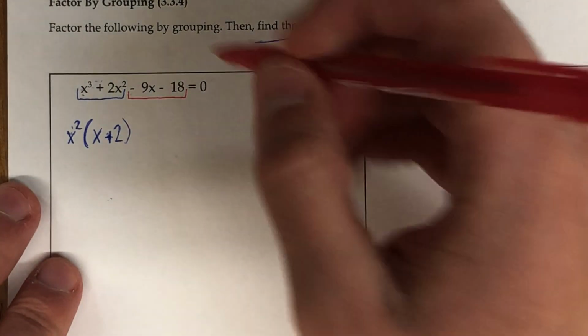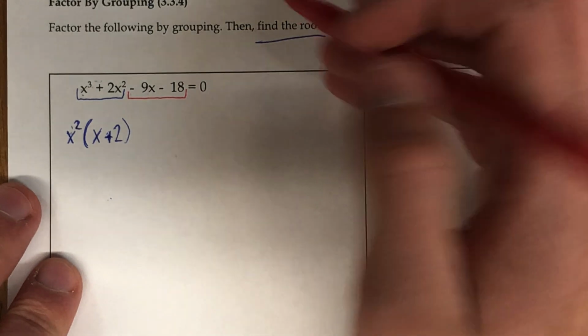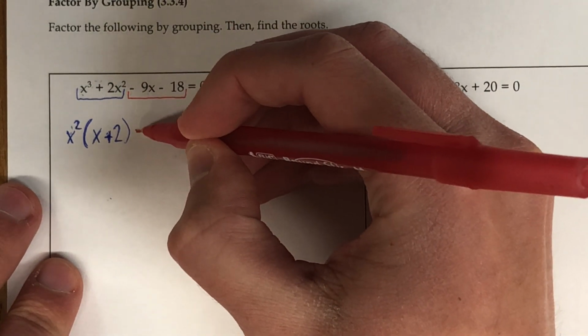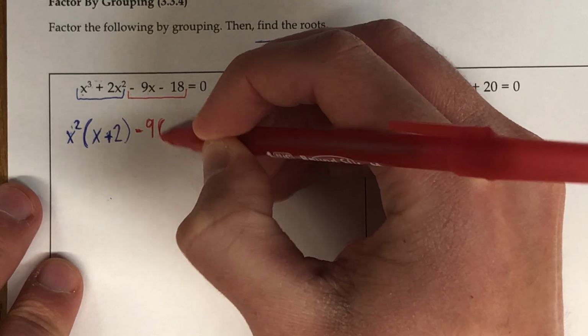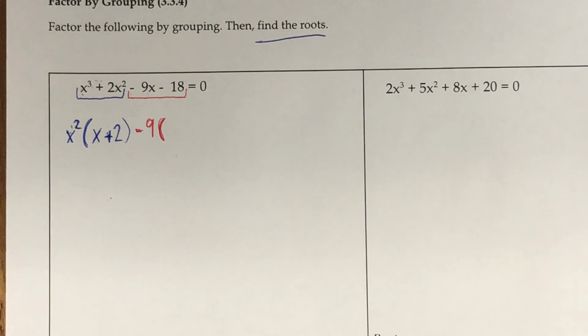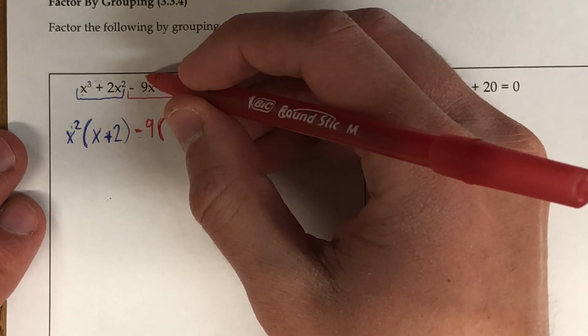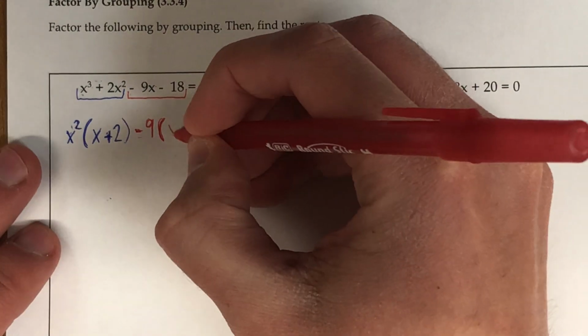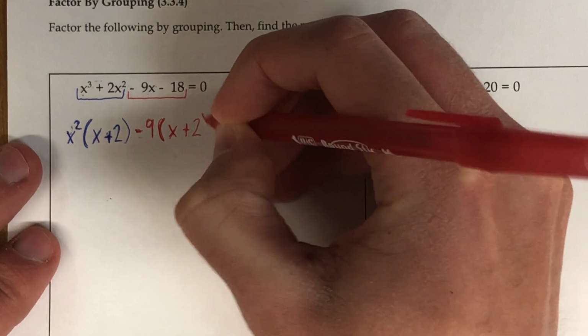Then I do the same here. So I have negative 9x and negative 18. I'm going to factor out a negative 9. Only one of our terms has an x, so x cannot be a part of that GCF. From there, what remains? Negative 9x divided by negative 9 is x, we just have that x. Negative 18 divided by negative 9 is 2, so x plus 2.